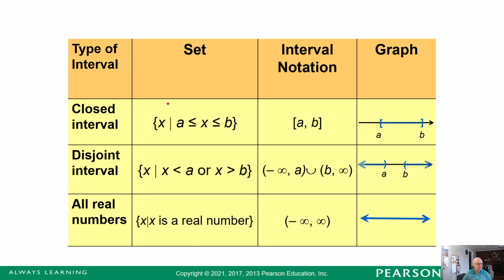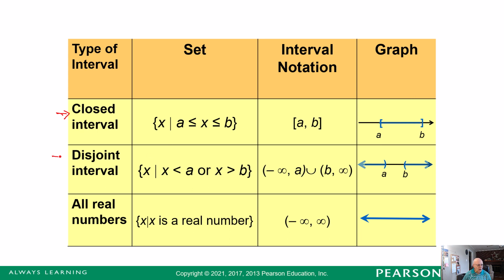Okay, so some other kinds of intervals. We've got a closed interval here. Closed interval means it includes both ends. So this is one way of describing it with interval notation. Notice the brackets, just like on the graph. And over here, a has a bracket, b has a bracket, and the brackets point in the direction of the numbers that we're talking about.